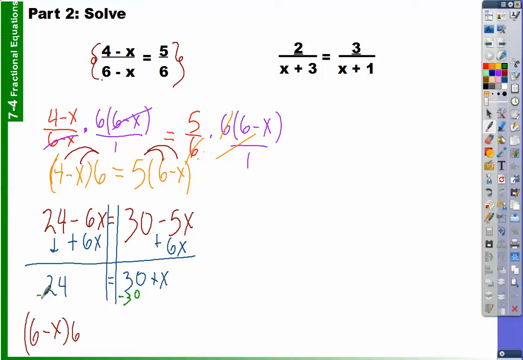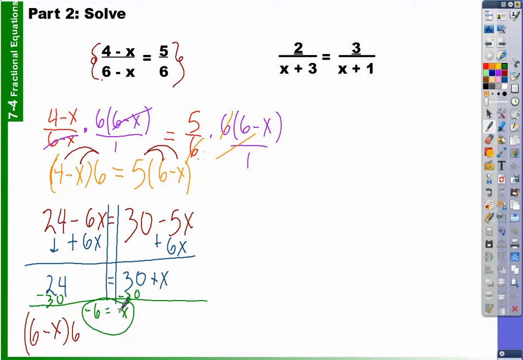So when I subtract it out, 24 minus 30 is negative 6. Negative 6 is equal to x. And I have my answer, which is brilliant.